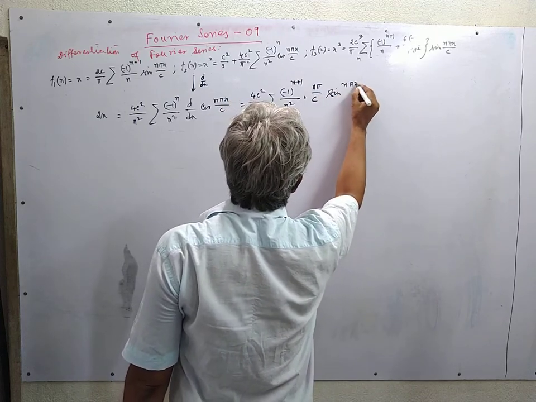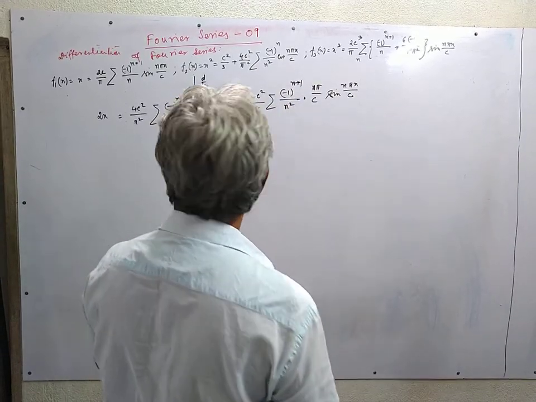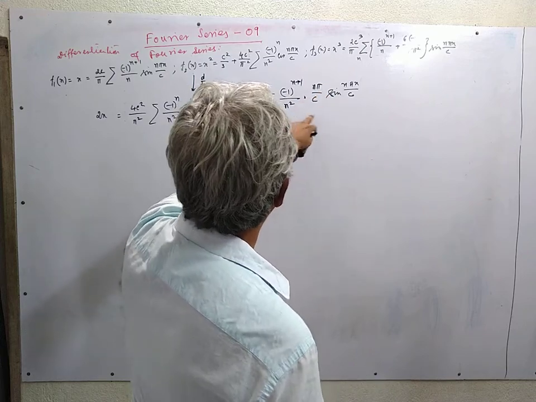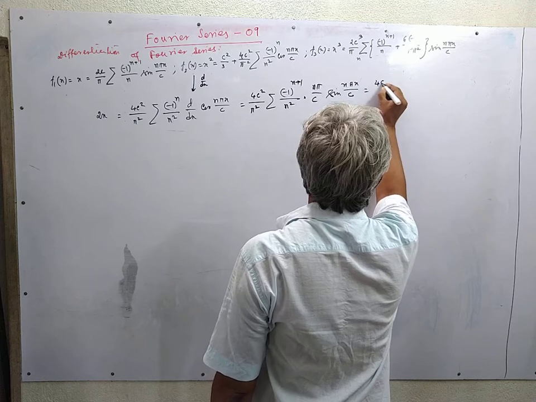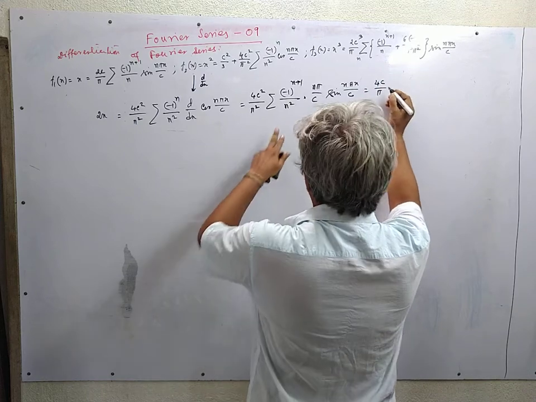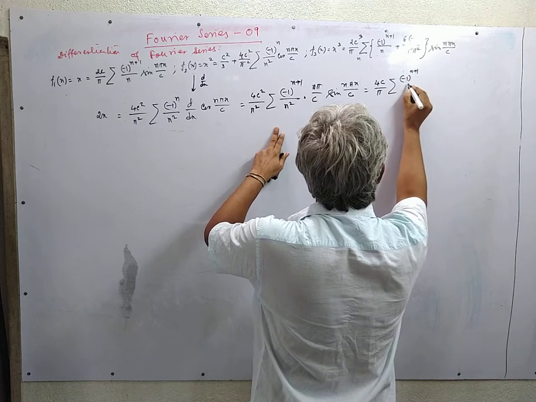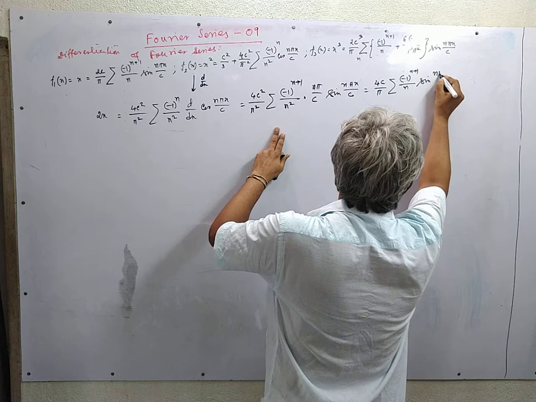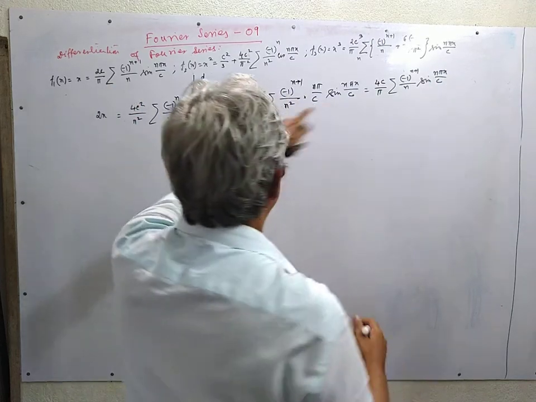On simplification, 1 pi cancels, 1 n cancels, 1 c cancels. So we will have 4c upon pi, and this is indeed this result.